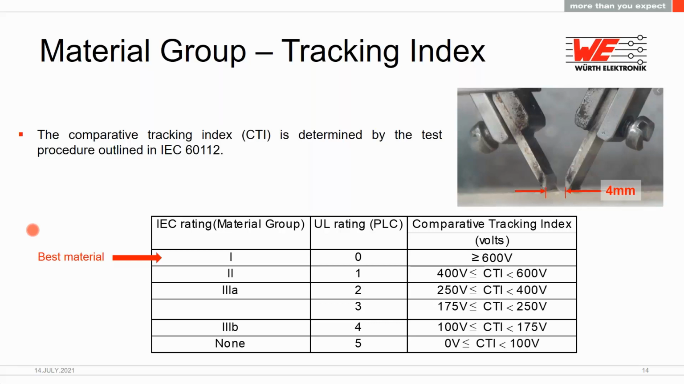The difference with material group is that these are actually chosen by the Wurth design engineer based on the materials available on the market, whereas pollution degree, overvoltage category, working voltage, those are all dictated by the end application and the environment that the end application is operated in. As you can imagine, the better materials rated at material group 1 do tend to be more expensive, but they also lead to shorter safety distances required between the primary and secondary.